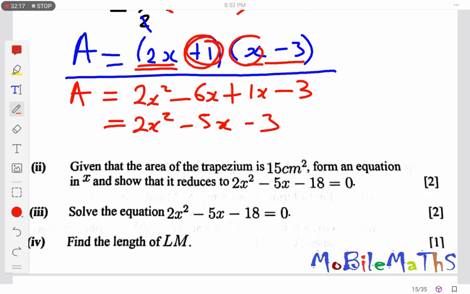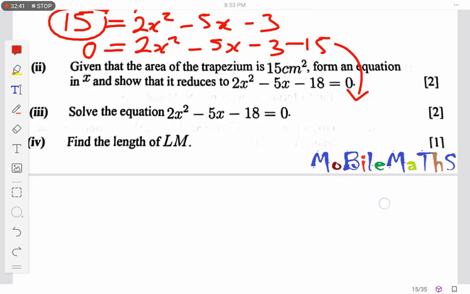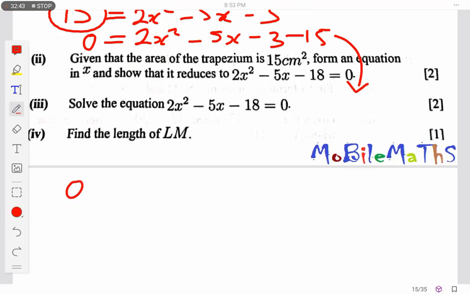Like that. And they say this is equal to 15, so I can say this is now 15 here, okay? So I can take my 15 from this side and it goes that side, it becomes a minus. So I have 0 is equal to 2x squared minus 5x minus 3 minus 15, like that. I'm going to take it down here. Okay, so we get 0 is equal to 2x squared minus 5x minus 3 minus 15, that is minus 18.